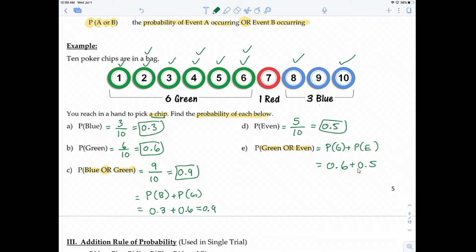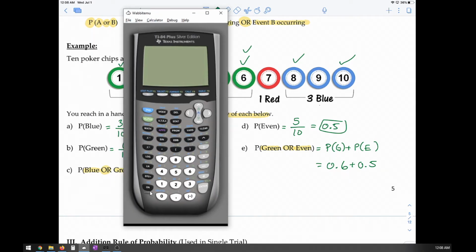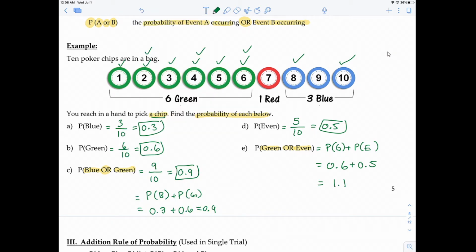So let's add this up to see what we get. That's going to be 0.6 plus 0.5. So that gives us 1.1, which is not possible. The reason why it's not possible is because probability cannot be greater than 1. So now what happened here? What happened here is there are chips which we double counted, or in other words, there are chips which are green and even that we double counted.